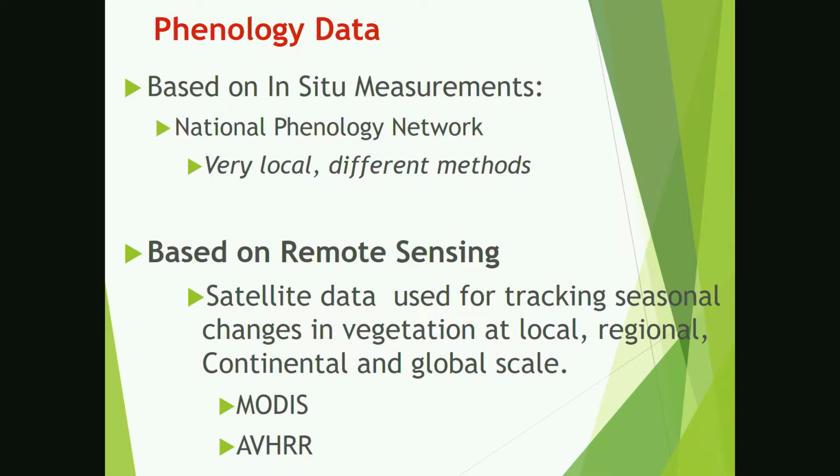But better, there are remote sensing databases. These are satellite data used for tracking seasonal changes in vegetation at local, regional, national, and global scale. And the beauty of this sort of remote sensing data is it's consistent, right? So you don't have to worry about one group using one methodology, another group using another set of methodology. It's consistent on the methodology, and it's consistent on the spatial resolution as well. So there's definitely benefit to using that sort of data. And there are many phenology products available, but the one that we are primarily using is MODIS data.